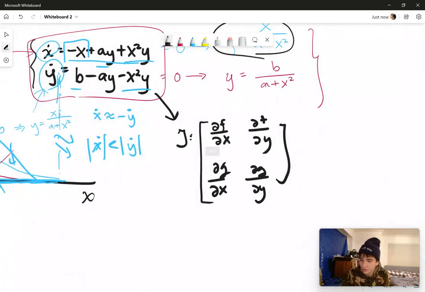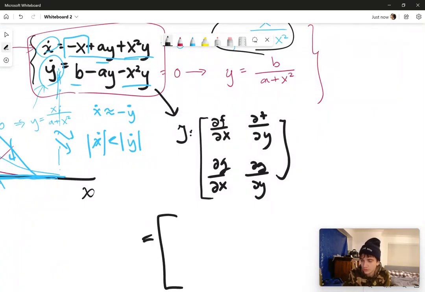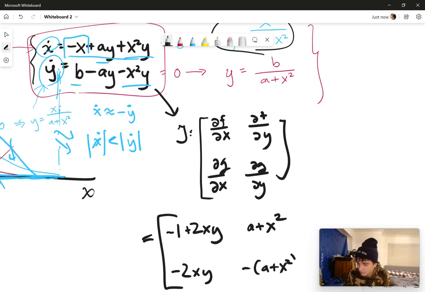All right, so let's go ahead and get into this. It isn't going to be as easy as I thought, but we'll get through it. So I'm just going to find the Jacobian. The Jacobian is essentially the partial derivatives of the system of equations with respect to each of the independent variables. The first entry is the partial derivative of the first equation with respect to x, so I have -1 plus 2xy. Then partial f over partial y is going to be a plus x squared. Partial g over partial x is precisely -2xy. And then partial g over partial y is negative a plus x squared.